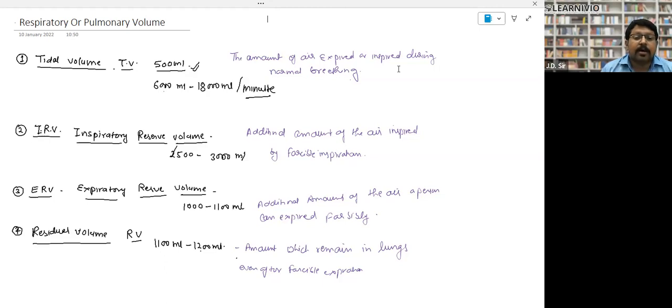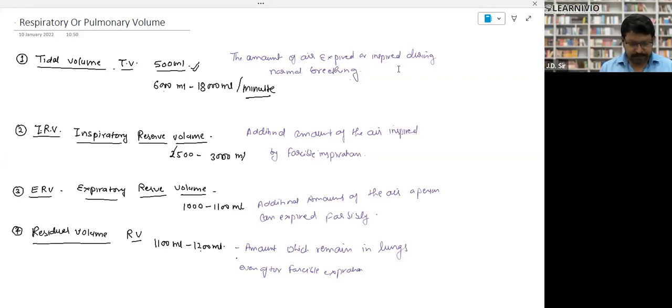Next, residual volume, RV. Whatever you expire forcefully, some amount of air remains in reserve that cannot be taken out, that keeps our lungs inflated. Otherwise, when you expire all the air, how would you survive at that time? Extra amount always remains there. That is called residual volume, RV. This cannot be taken out, right? The total amount is 1100 to 1200 ml.